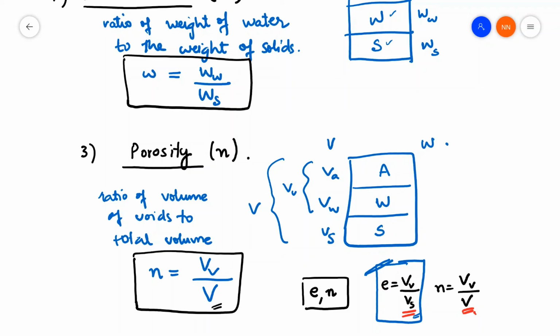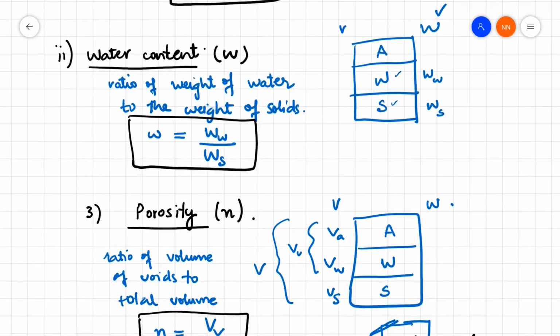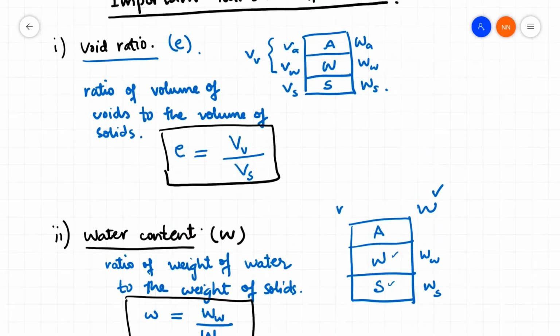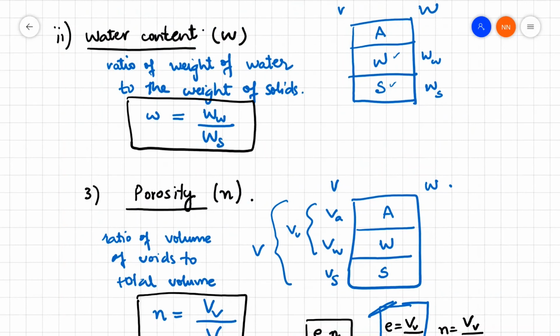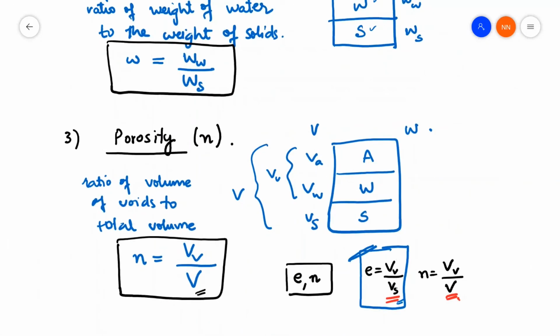Whereas the total volume can increase or decrease depending on whether we are inducing air inside the soil or removing air from the soil. So these three relations, the water content, the void ratio, and the porosity, are very important, and we should try to memorize at least these three relations initially.